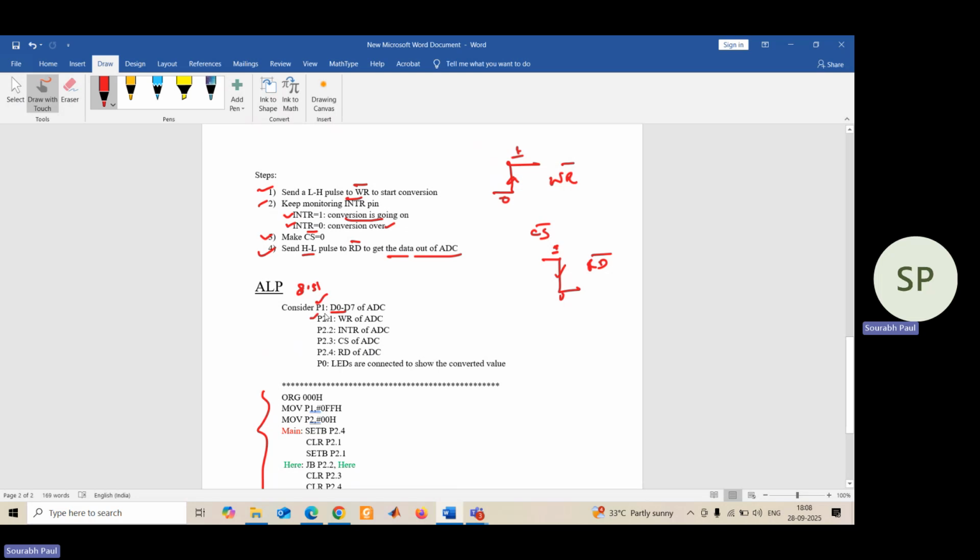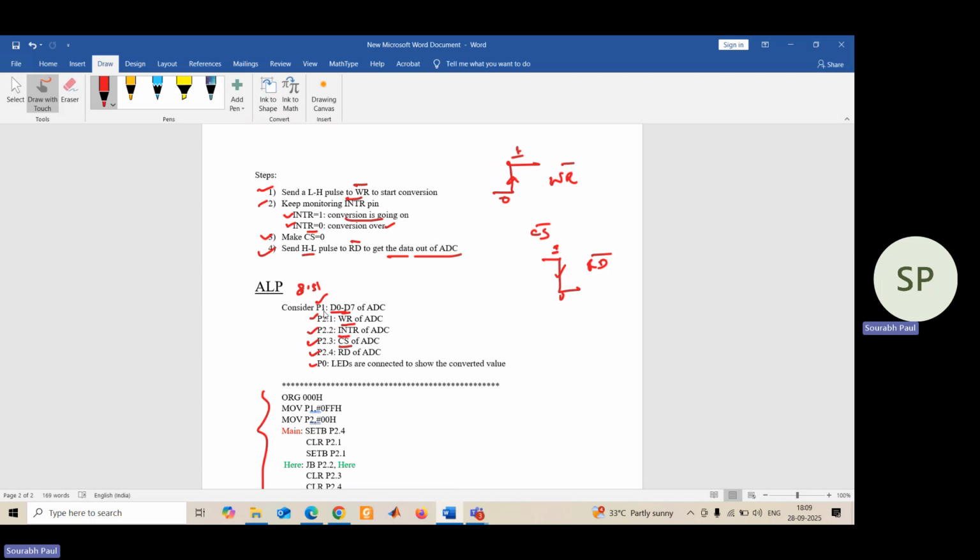Then P2.1, I'm considering that I've connected to WR bar of ADC, P2.2 to INTR bar of ADC, then P2.3 to CS bar of ADC, P2.4 is connected to RD bar of ADC, and the P0 port is connected to 8 LEDs to show the converted digital value. So on the left side, these are the different ports of 8051, and on the right side, how I have done the connection of these ports with the different pins of the ADC.